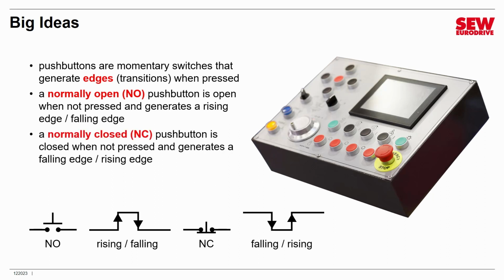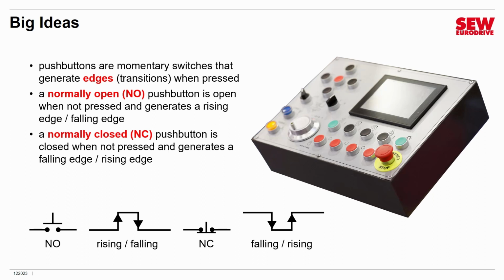The second type of push button is the normally closed or NC push button. It is closed when not pressed. When you press it, it's open. It generates a falling edge followed by a rising edge. Again, you can see the schematic symbol there. A normally closed switch is closed when you're not touching it, so it's normally high. When you press it, it goes low, so you get that falling edge, and then when you release it, it goes high again, giving you a rising edge.